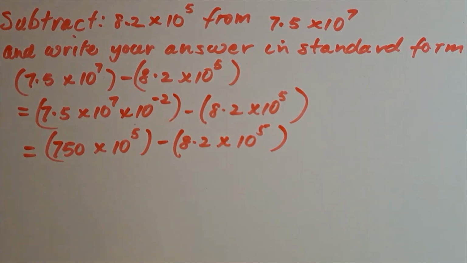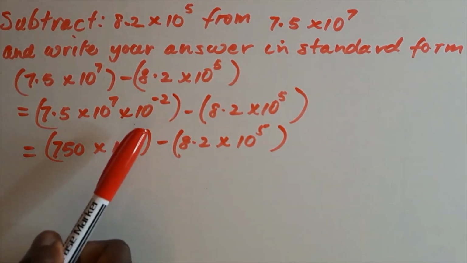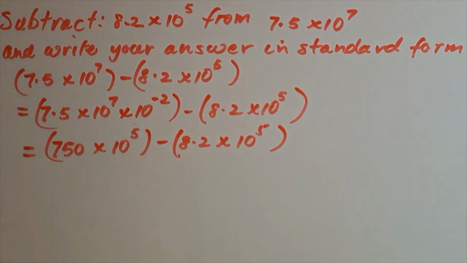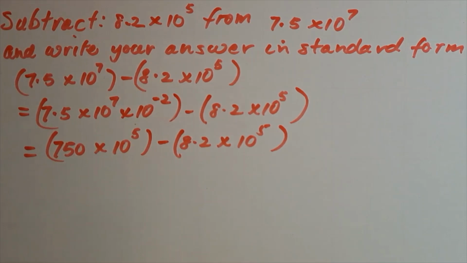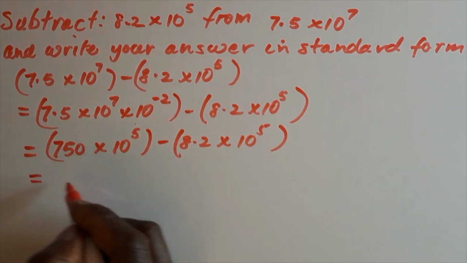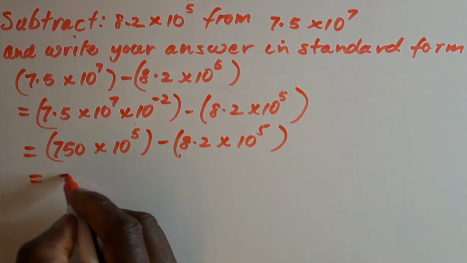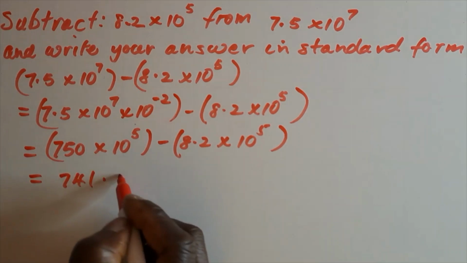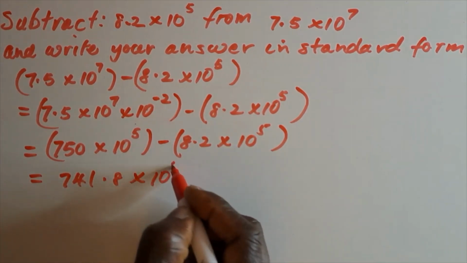Another way of looking at this is to say, if we multiply by 10 to the minus 2, we move the decimal place 2 places to the right. If we were multiplying by 10 squared, then we move 2 decimal places to the left. And the result of this is 741.8 times 10 to the 5th.